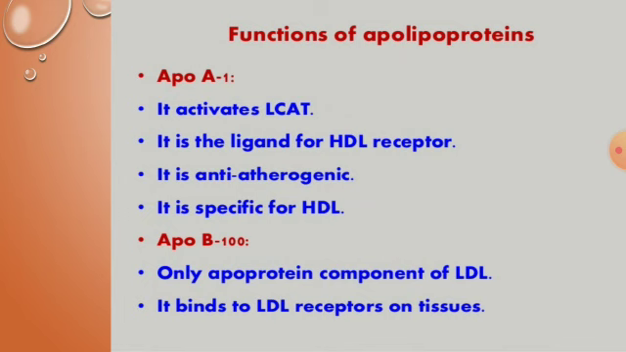Coming to the function of apolipoproteins, the first one is ApoA1. It activates LCAT enzyme and also acts as a ligand for the HDL receptor. It is anti-atherogenic and it is specific for HDL. The next one, ApoB100, is the only apoprotein component present in LDL. It binds to LDL receptors on tissues.